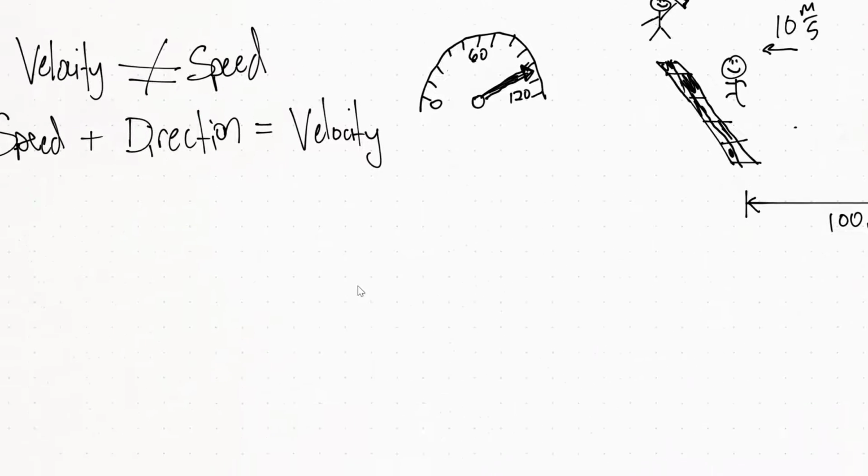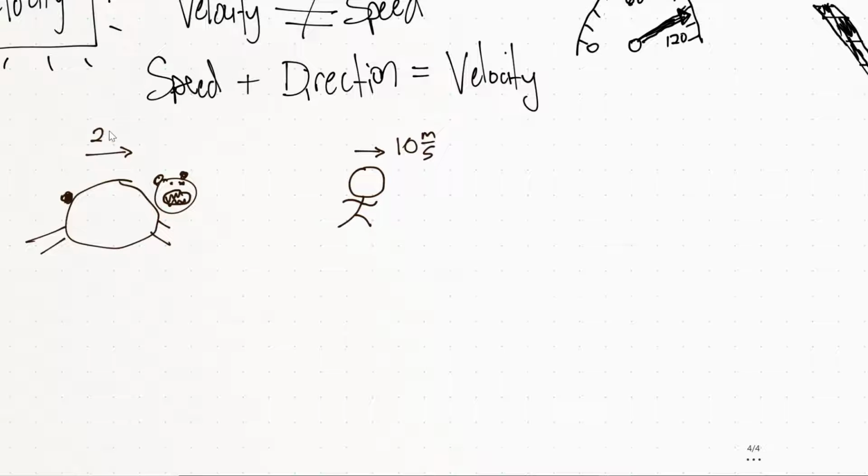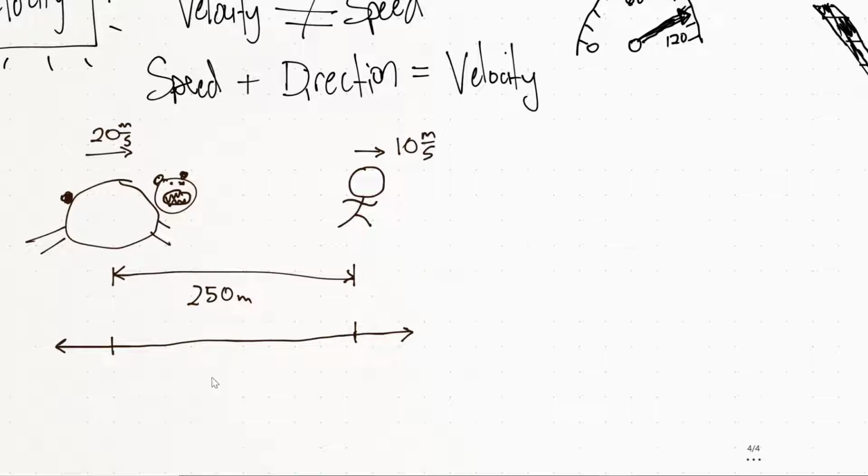Let's use a practice problem to help us understand these equations. In my last video, there was a bear chasing a man. The bear was running at 20 meters per second, while the man was only running at 10 meters per second. If the bear and the man start 250 meters apart, then how long does the man have before the bear catches up to him? Well, let's use our equations to figure this out.